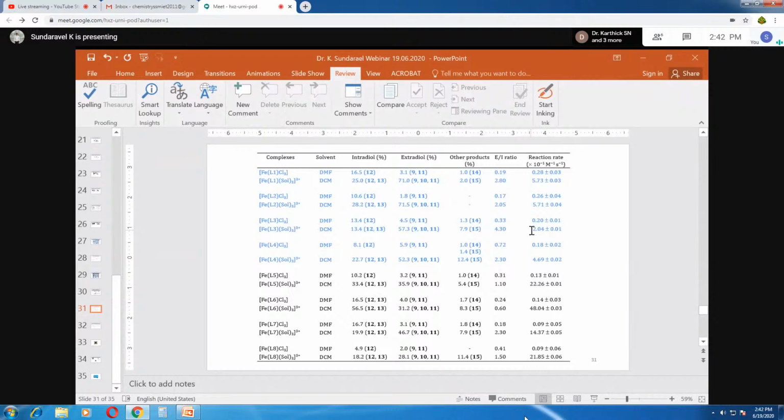A third question from Arul from Gandhigram: if your talk is on biomimetic, why is the solvent you have used DMF and DCM? It is not biological. It is biomimetic only, so we are mimicking the active site structure. Not exactly the solvent. We can choose water as a solvent, but one thing is that iron complexes are more vulnerable in an aqueous environment. They will sometimes undergo decomposition in water.